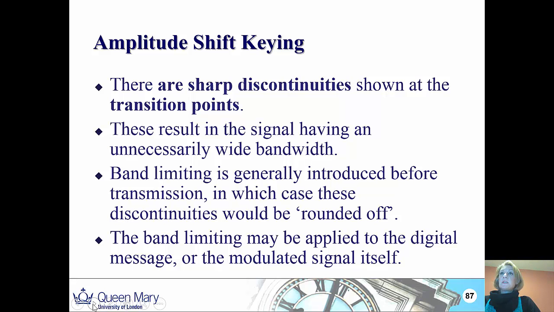Okay, so there are sharp discontinuities at the transition points, and these result in the signal having a very wide bandwidth because we're representing the binary ones using the amplitude value, whereas the binary zeros are represented having a zero amplitude. So there's sharp disjoints between transitions from the binary 1 to the binary 0.